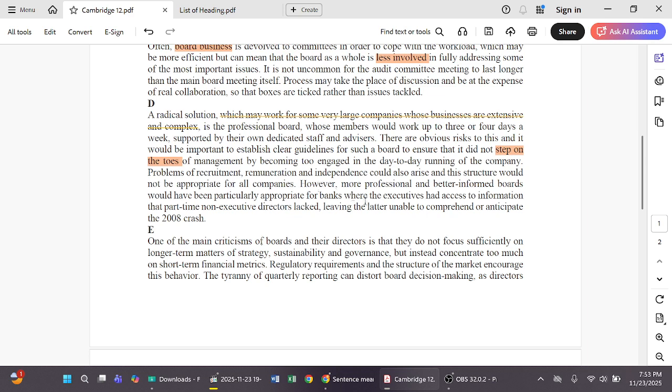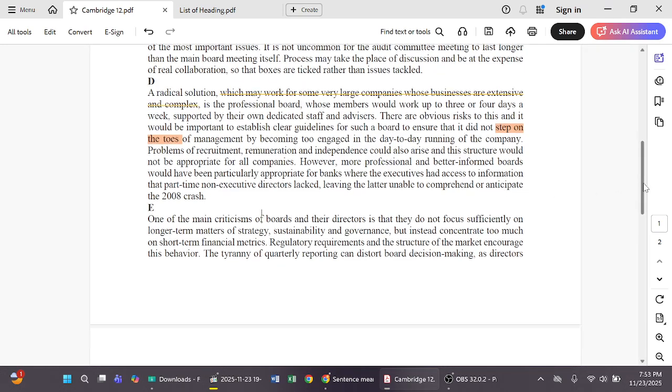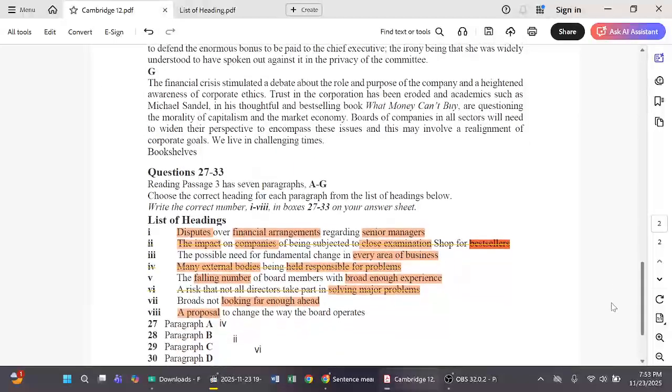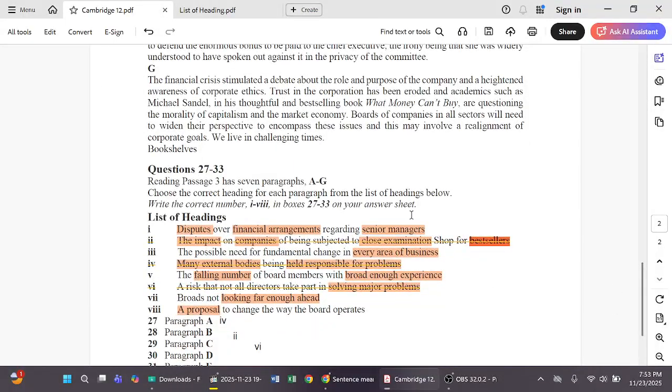So the next part is, however, more professional and better informed boards would have been particularly appropriate for banks where the executives had access to information that part-time non-executive directors lacked, leaving the latter unable to comprehend or anticipate the 2008 crash. So here we already have a clear overview. Like here, there's a chance, there's a solution for something.